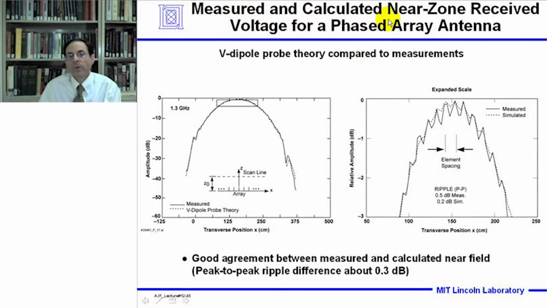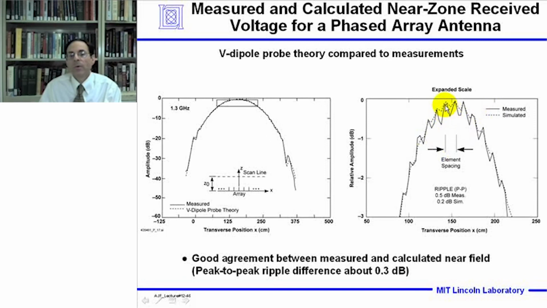This slide shows the measured and calculated near zone received voltage for the phased array antenna, where we're comparing the V-Dipole probe theory to the measurements. We're just looking at the amplitude. On the left, we're showing the full scan, and on the right, we're showing an expanded view of this region in here. And what we see is there's some ripple, and each of these ripples corresponds to one element of the array. You can actually see the element spacing.